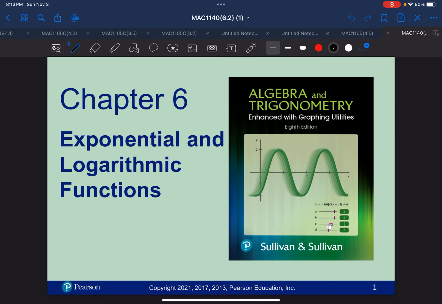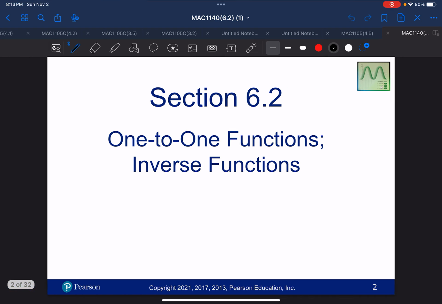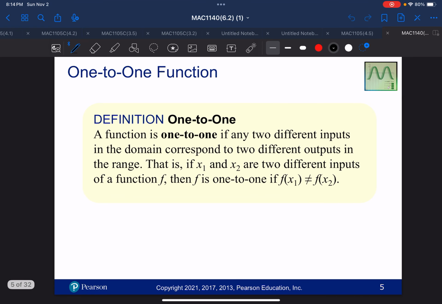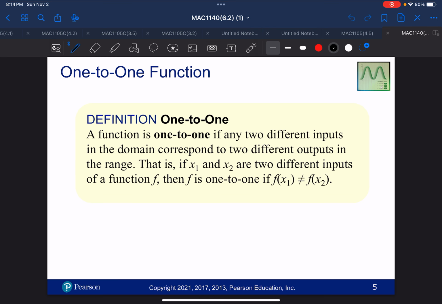In this video, I'm going to go over section 6.2, which is about one-to-one functions and inverse functions. This should really be more of a review, but I'm going to go over a couple of these questions because they will be on your exam. So I just wanted to make sure I cover them, but hopefully you have seen this stuff from college algebra.